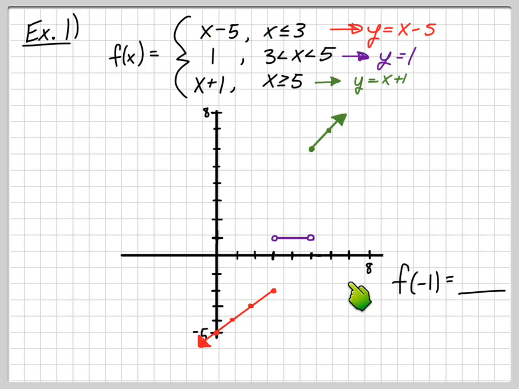So f of negative 1 looks like it'd be down here somewhere. If you evaluate it, plug in negative 1 here, it should be negative 6. So f of negative 1 equals negative 6.